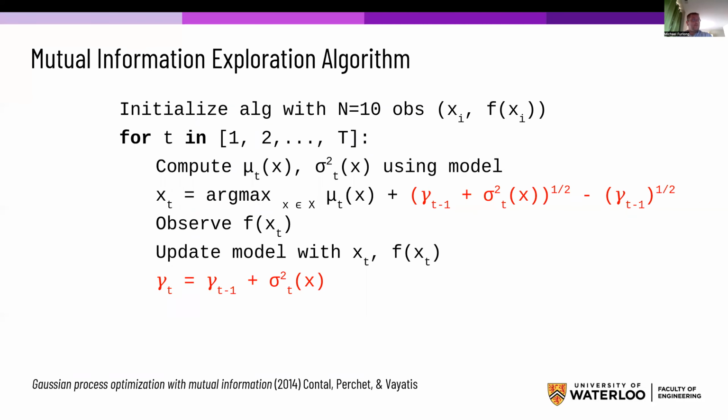So the algorithm itself is here. What I'd like you to pay most attention to is this line, which is the acquisition function we're maximizing, which is to say we use our model to get our functions that estimate mean and variance at every point in the function domain, and then we combine them by summing the mean with this term here, which stands in for the mutual information or the expected information gain, and so it's the square root of gamma plus the uncertainty, minus the square root of gamma. And then once we select the point, we update gamma with this uncertainty measure of the sample point that we collected.